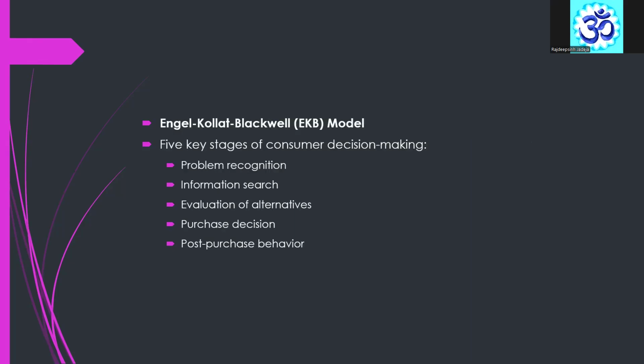Then we have Engel, Kollat, Blackwell, which is the EKB model. It has five key stages of consumer decision making. First one is problem recognition. Second one is information search. Third one is evaluation of alternatives. Fourth one is purchase decision. And fifth one is post-purchase behavior.